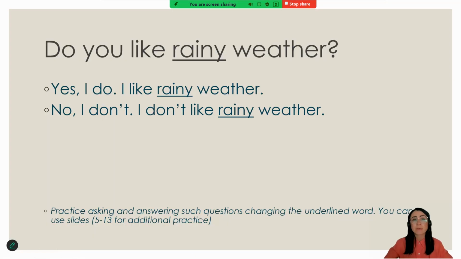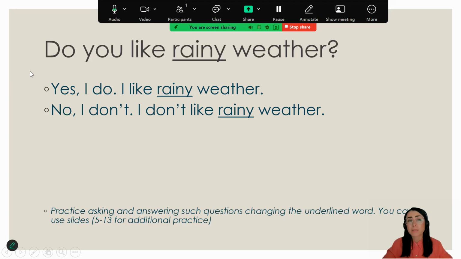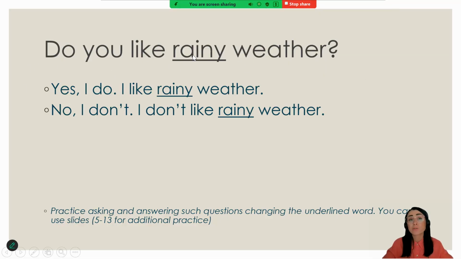We can ask somebody, do you like rainy weather? You can speak about specific weather. Do you like hot weather? Do you like stormy weather? Do you like cold weather? Do you like snowy weather? And so on. To answer this question, you can use yes, I do, I like rainy weather, or no, I don't. I don't like rainy weather.